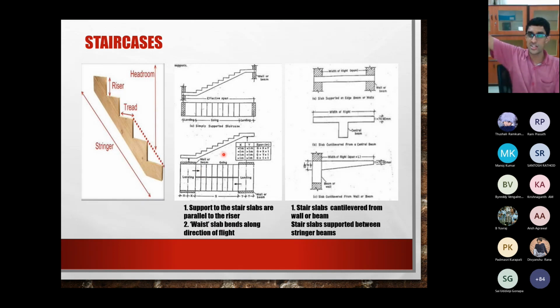So that is a load, the live load and dead load which comes on top of the slab. The staircase slab is going to bend in that direction. This is if it is simply supported. It could also be cantilevered, where you have a wall or a beam at the edge, and the staircase slab is cantilevered out of it, and on top of that you may have a staircase. So both are possible. Stair slabs may be cantilevered from the wall or beam, or they may be supported between stringer beams.